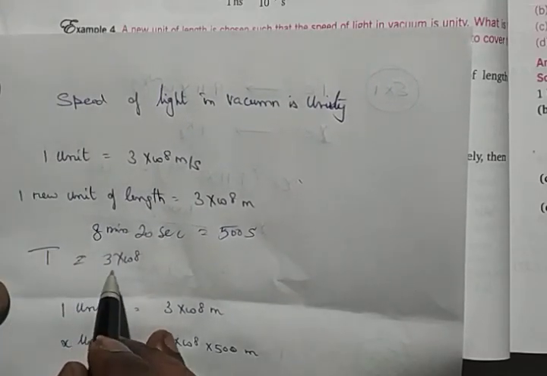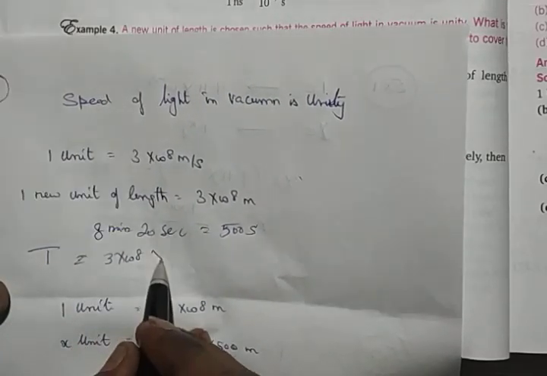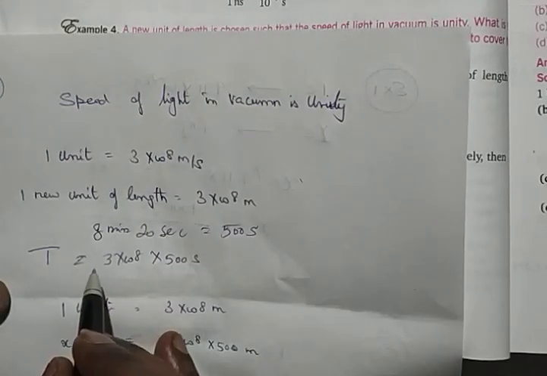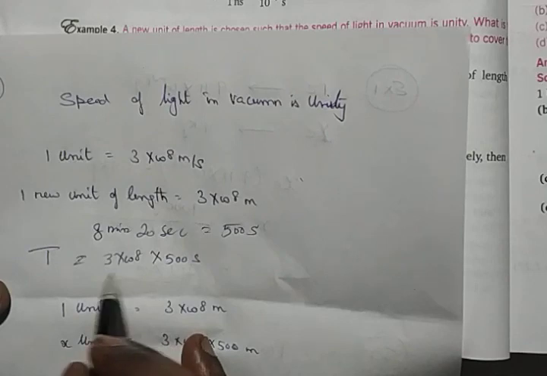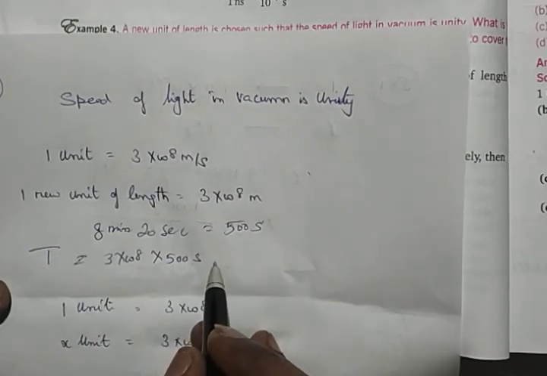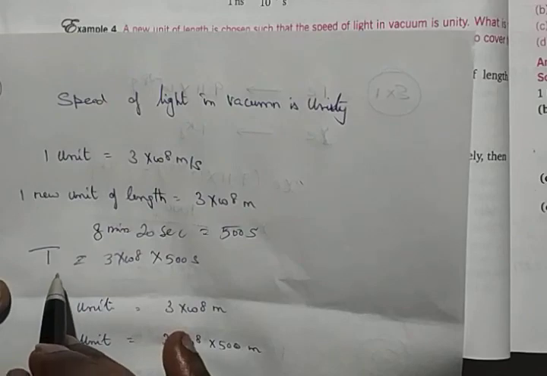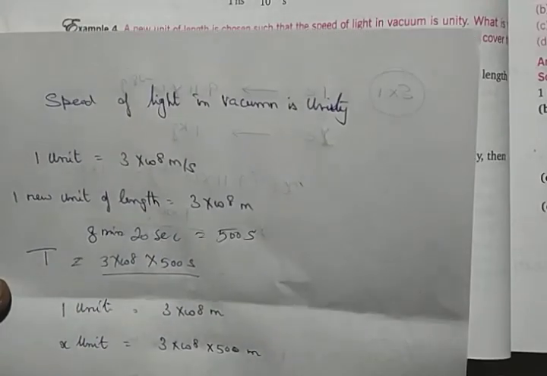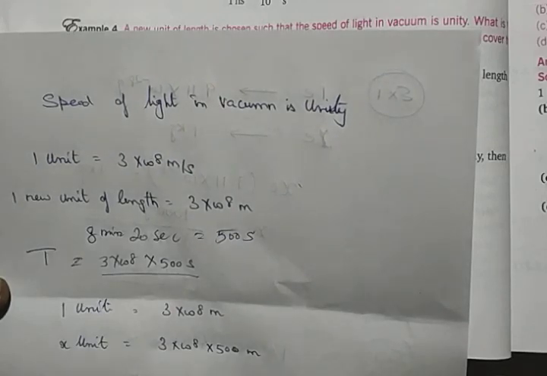is going to be equal to this much speed into that 500 seconds, because if you calculate the distance between the earth and the sun, this whole thing is what it takes. So that is going to be the total distance from sun till the earth. So this gives the basic calculation here.